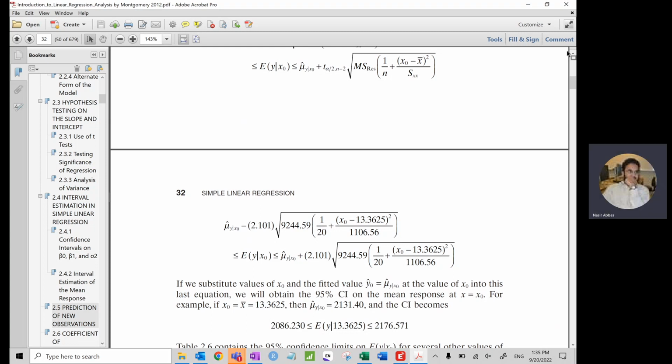The only thing you can do anything about is this thing. If this thing is 0, this whole term will vanish, right? And the interval will be minimized. True? When will this thing be 0? When x naught is x bar, or I will say it in words, when you are predicting close to the average of x.